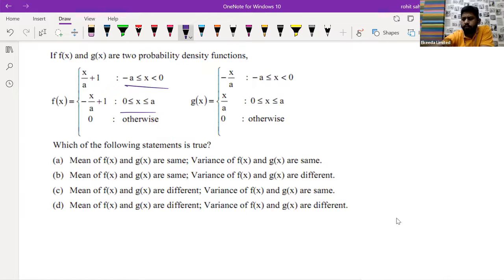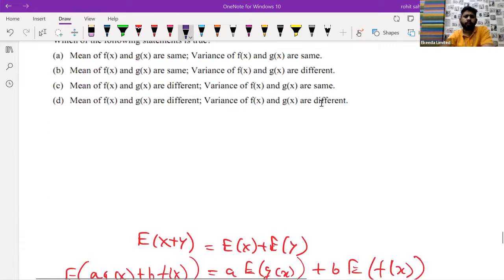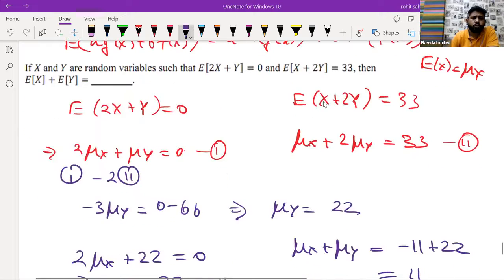Let's not discuss this. Now try this. It is a 2-mark question, but it takes more time. So I think there should be a better way. I'll look at it carefully sometime. Let me give you one question. I think you should do this one.